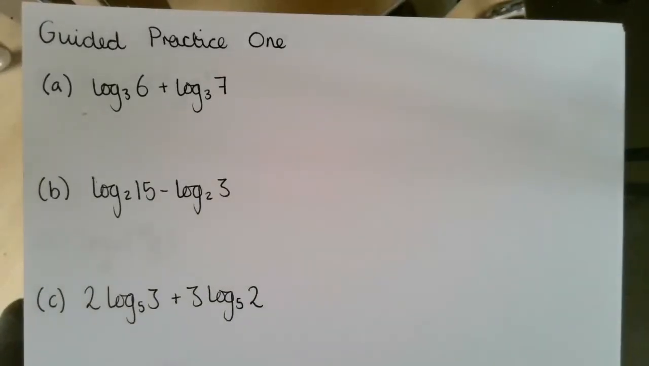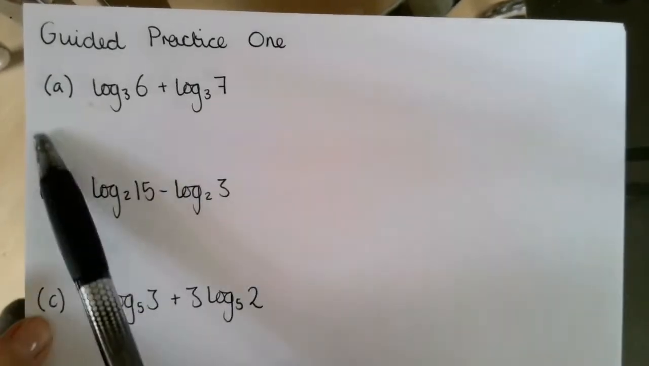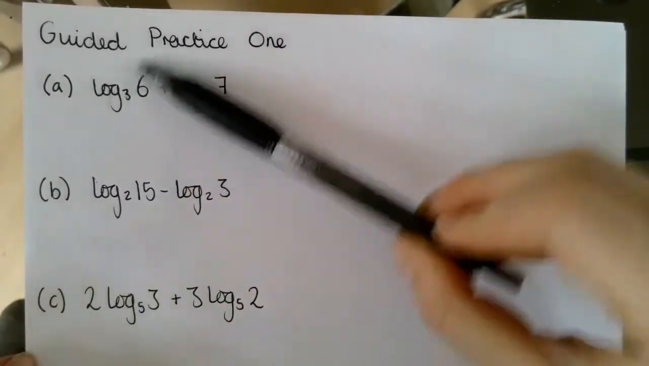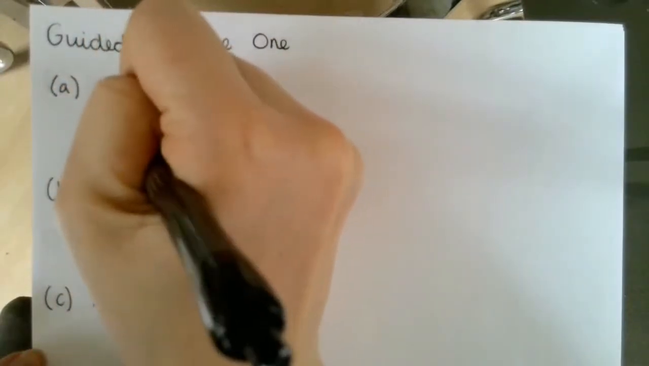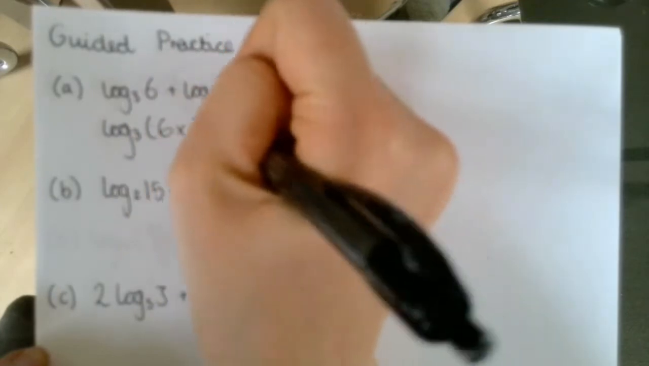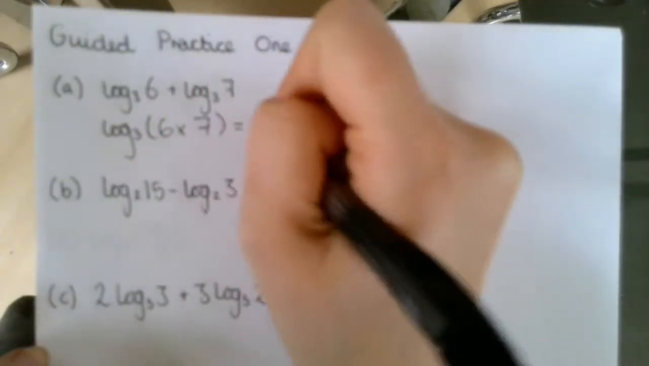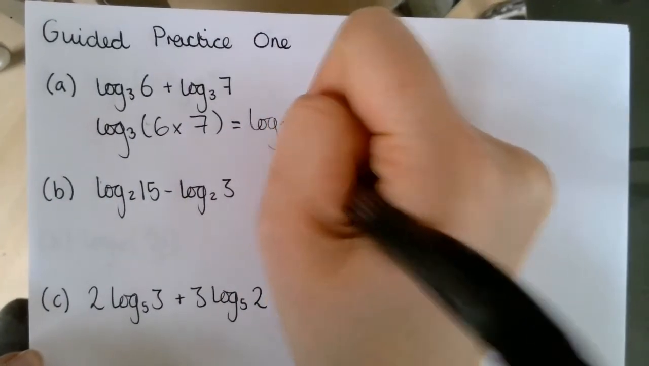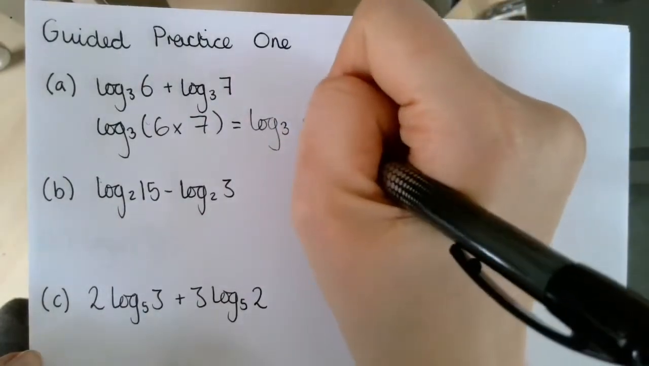For the first question, we're going to use the multiplication law for logarithms. So we've got two logarithms that we're adding together with the same base, which means we can do log base 3 of 6 multiplied by 7. So that is equal to log base 3 of 42, since 6 multiplied by 7 is 42.